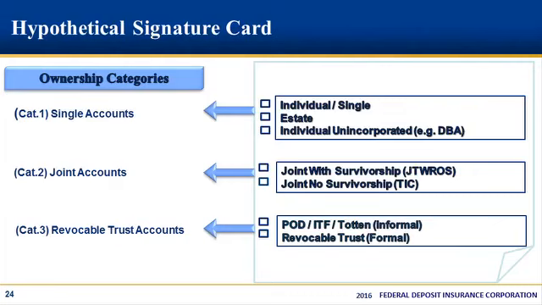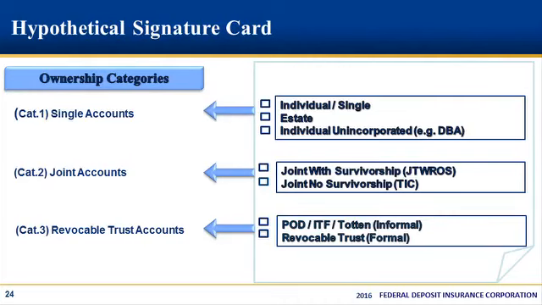So, starting at the top of this signature card, if you were to check the box identifying an account as an individual or single account, an estate account, or an individually owned DBA account, then all of these descriptions would be examples of deposit accounts that are insured under the FDIC's Category 1 single ownership accounts.